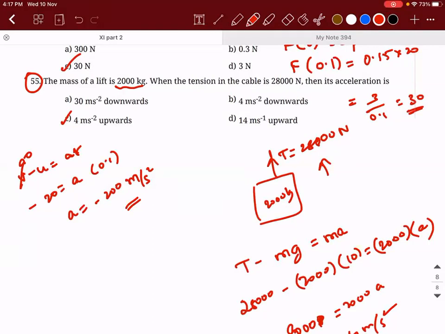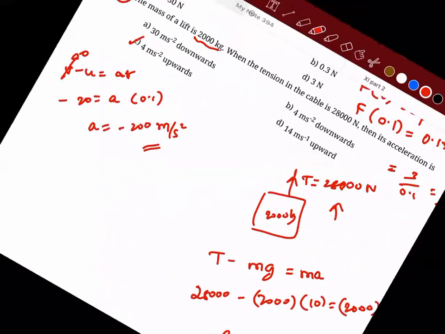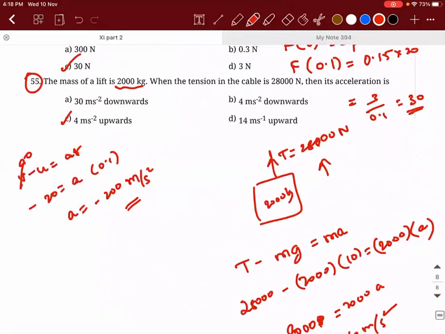Right? So I think we are done with this paper. Sir, how are we telling that the lift is moving up? Because that force is greater than the weight, we are sure that it is accelerating upwards. Okay, sir. Okay.